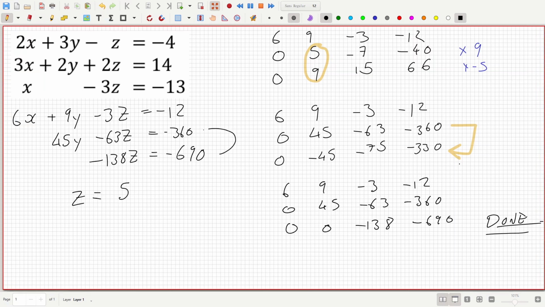And then with that, we can sub in and get the y. Let me see what the y is. -360 plus 63 times 5, divided by 45. That's -1. And then you can sub that into the first equation to get the x. Let's see what that is. -12 plus 3 times z, which is 5, minus 9 times -1, divided by 6, which is 2. So 2, -1 and 5. And that's it. That's the solution.